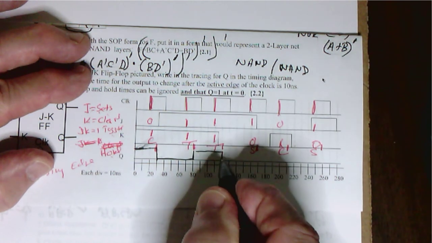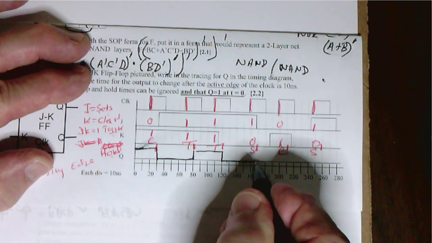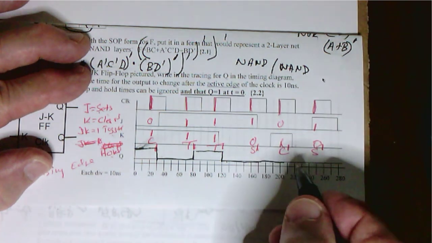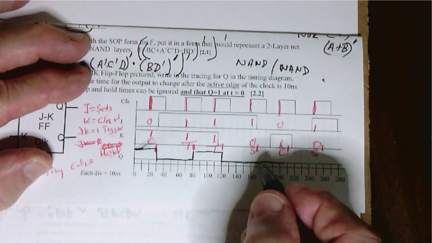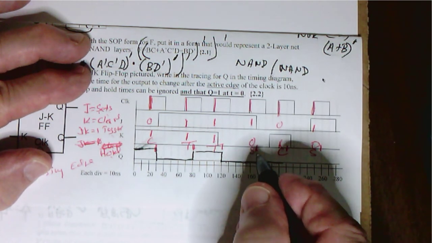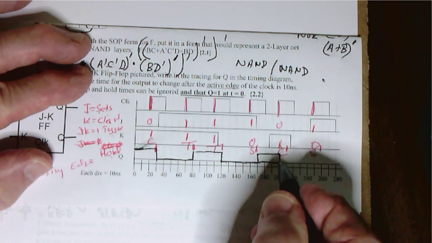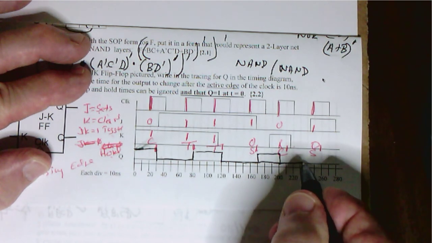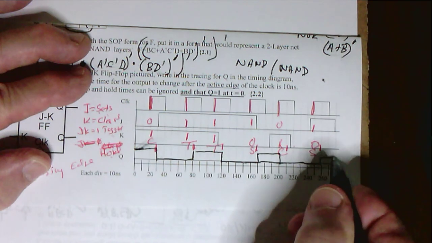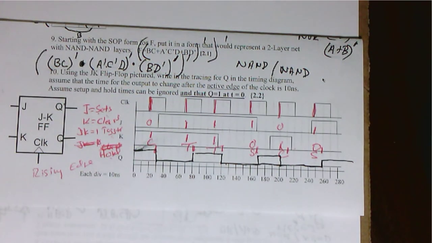Now here, it's going to toggle back. It's going to stay down. Here it's going to clear so it won't go anywhere. Here it's going to, oh sorry, this was a set, my bad. It's going to set, so it's going to go up. It's going to stay up. Here it's going to clear. It's going to go back down. Here it's going to stay down until here, and it's going to set again and stay up. So that's what it looks like. And that's just really straightforward.